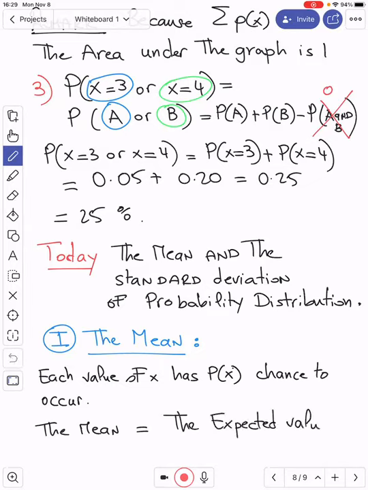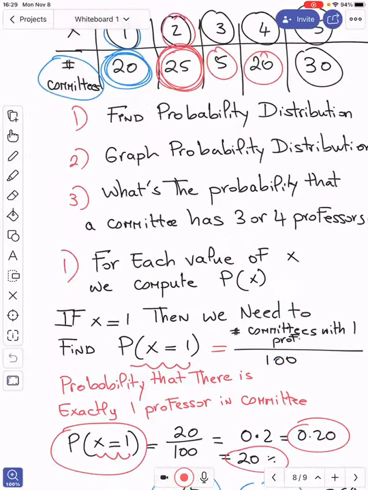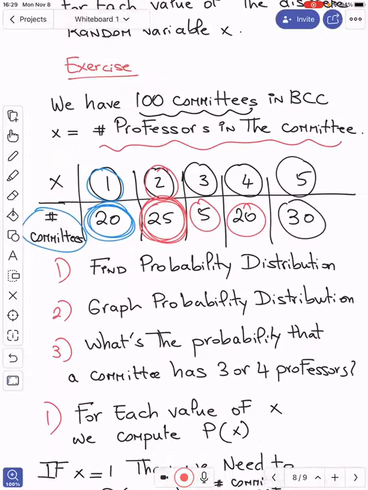For example, in the previous problem with the committees, your X is the number of professors in the committee. So the mean of this probability distribution would be the expected number of professors in a randomly chosen committee. If you select a committee at random, the mean is the expected number of professors you're going to have in the committee. So again, think of the mean, guys, as the expected value of X.